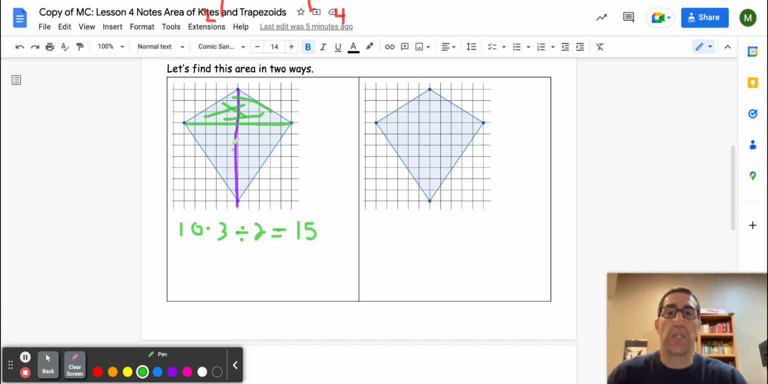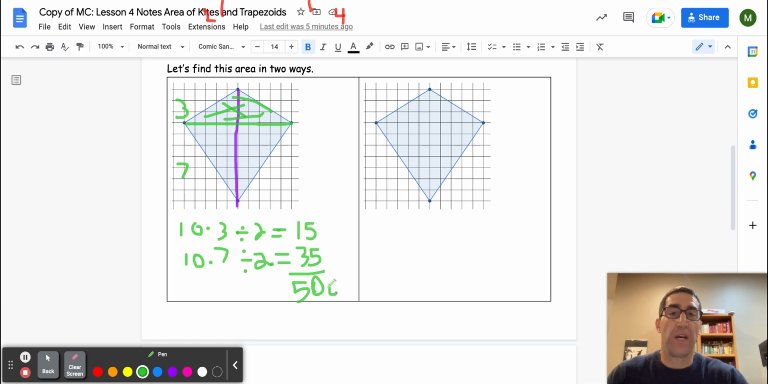The bottom section, because this was 3 units tall, and this is 7 units tall, is going to be 10, because that's my base going across. 10 is this whole stretch, times 7, divided by 2, because it's still a triangle. And 70 divided by 2 is the 35. And then I would add these two up, and I'd say, oh, wow, I get 50 units squared.